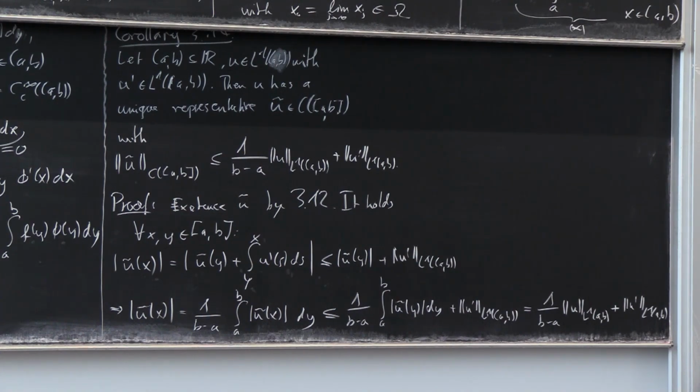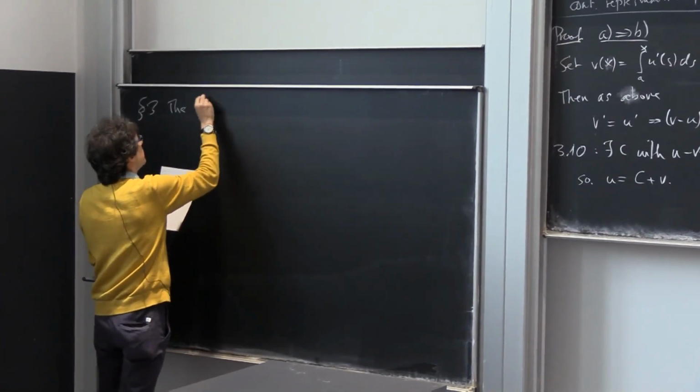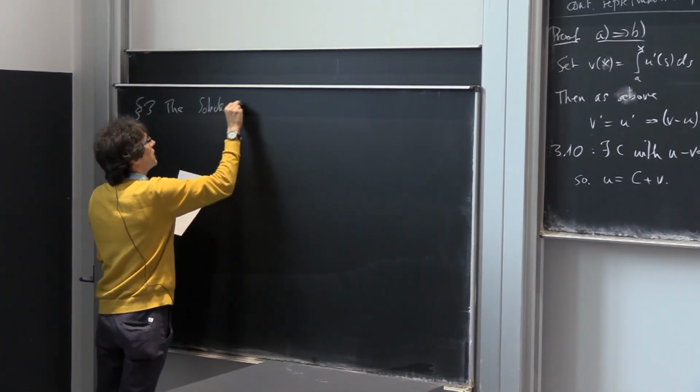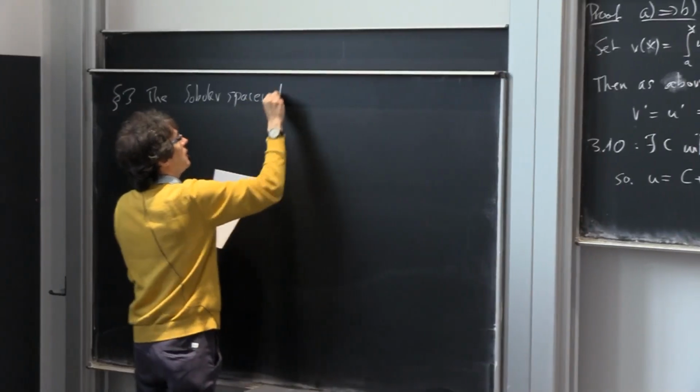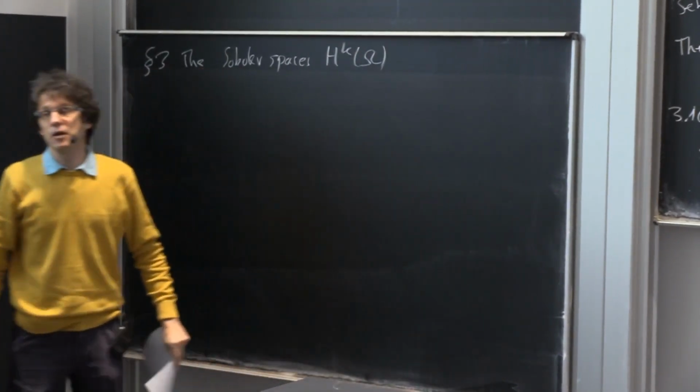And this leads to the notion of a Sobolev space. So this is section 3 of this chapter. So we talk about Sobolev spaces. And they are usually called H. So Hk of omega is the kth order Sobolev space.